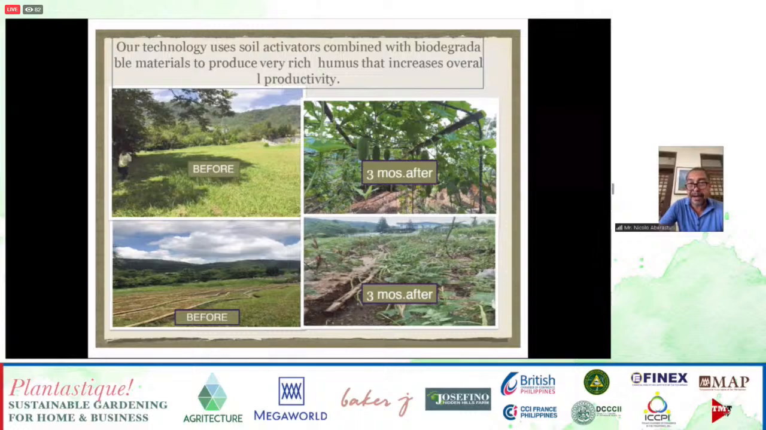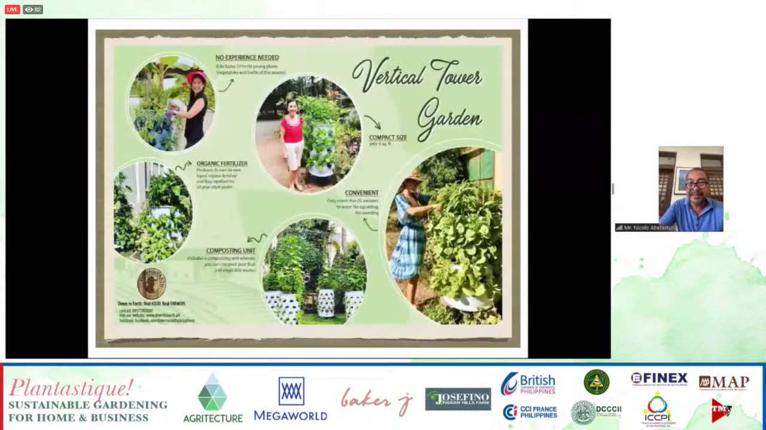So 3-4 months after, this small area of 1,000 square meters was harvesting about 25 kilos a week of fruits and vegetables. Yes, okay. Next slide, please.